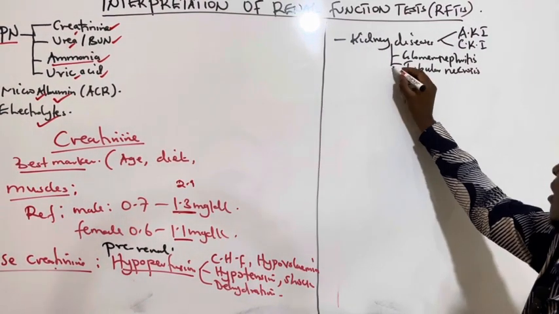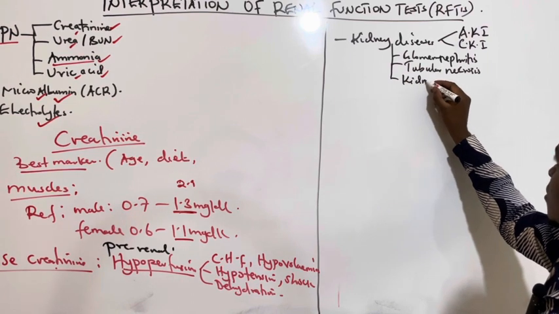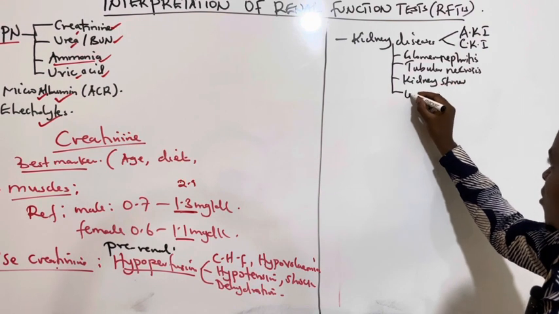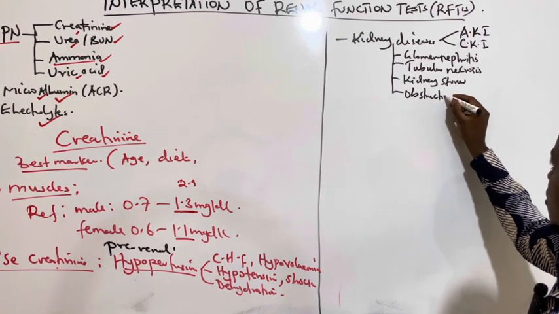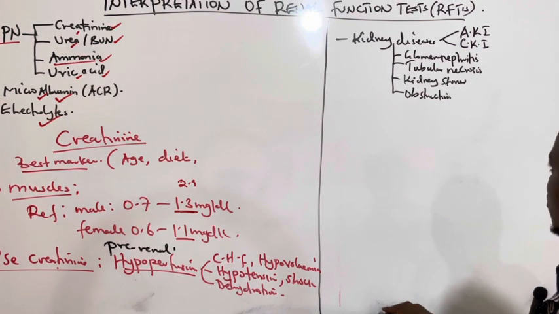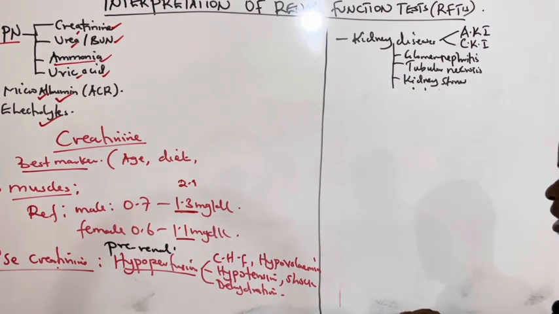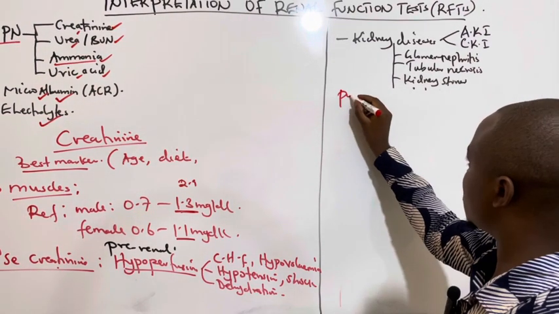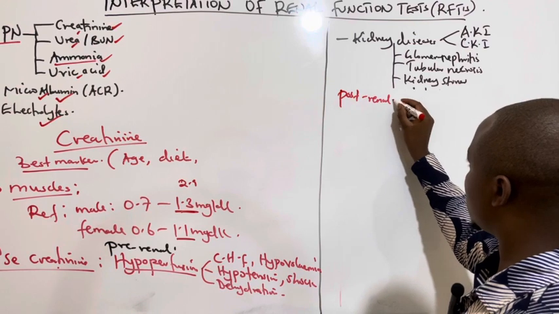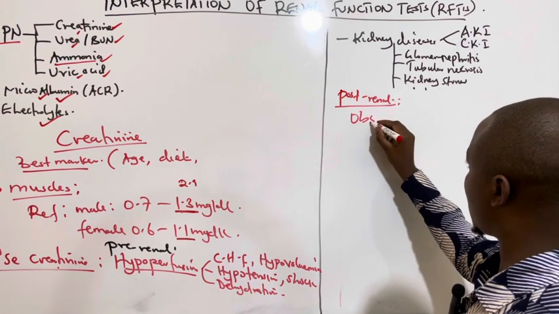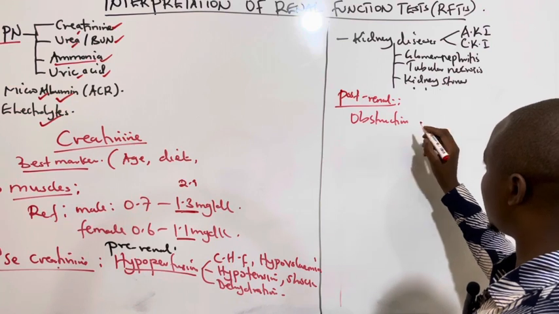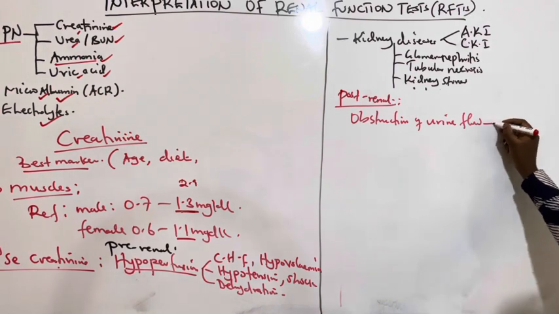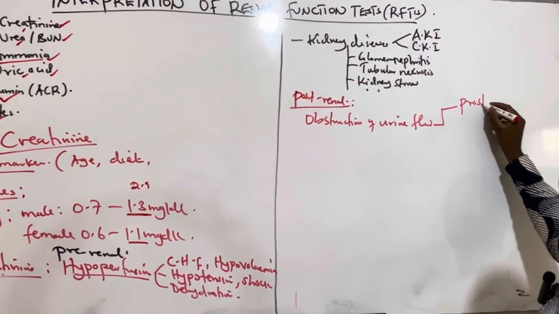You can see this elevated in kidney stones, and it can also be elevated in obstruction. And this obstruction is not part of the kidney diseases, so this one can be post-renal. These ones are post-renal causes, whereby we see obstruction of the urine flow, which can be caused by prostatic hyperplasia.